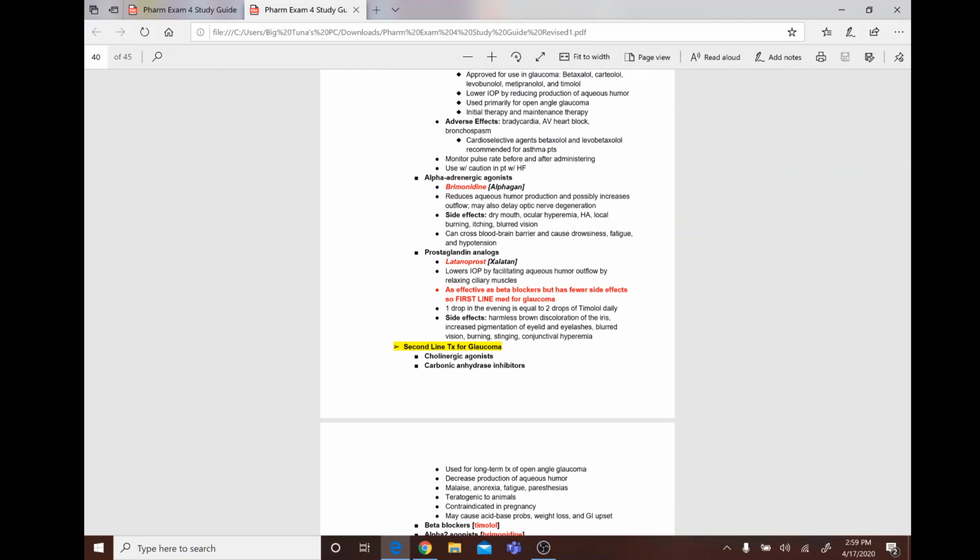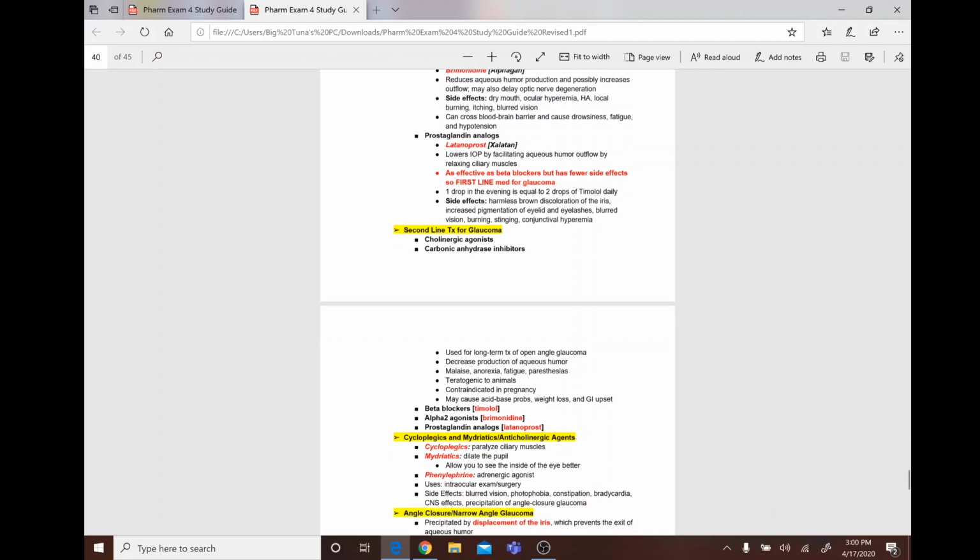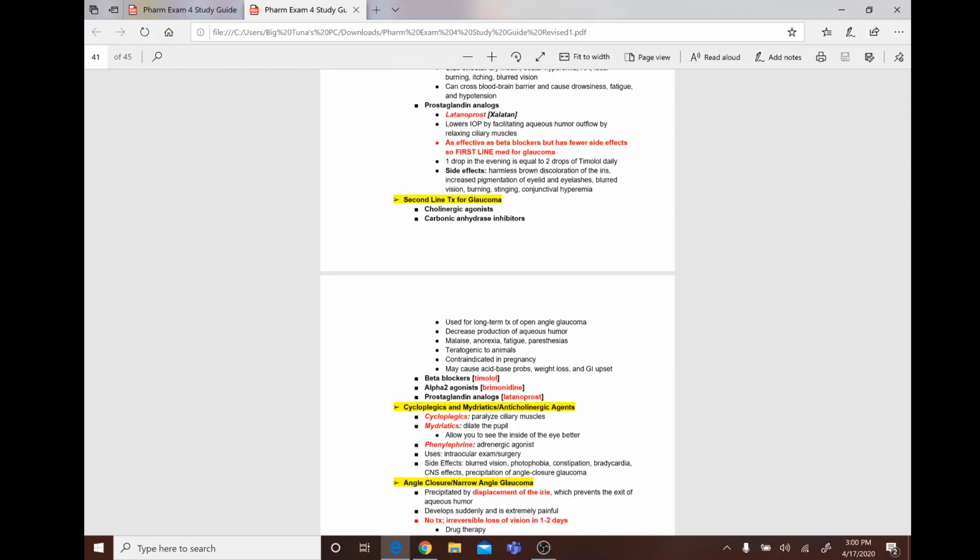Alright, latanoprost is what drug class? Prostaglandin analog. What is the mechanism of action of latanoprost? Lowers IOP by facilitating aqueous humor outflow by relaxing ciliary muscles. What are the side effects of latanoprost? Harmless brownish coloration of the iris, increased pigmentation of eyelid and eyelashes, blurred vision, burning, stinging, conjunctival hyperemia. What are the second-line treatments for glaucoma? Cholinergic agonists, carbonic anhydrase inhibitors, timolol, brimonidine, and latanoprost.